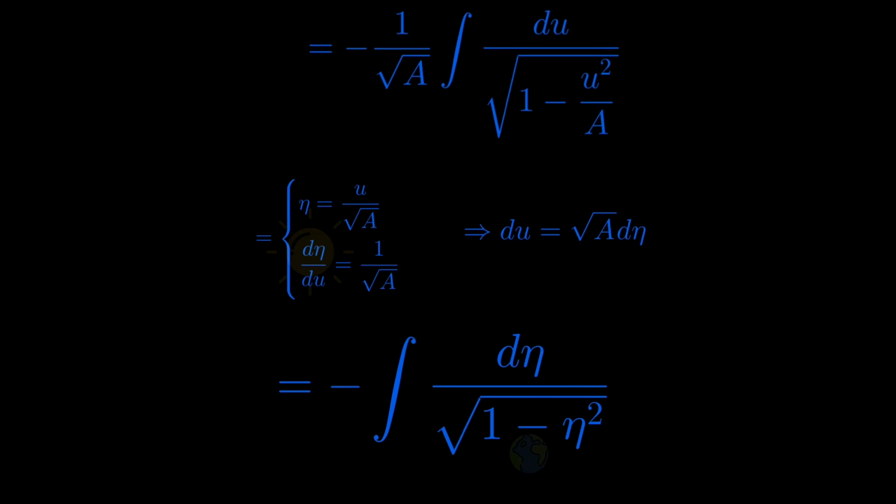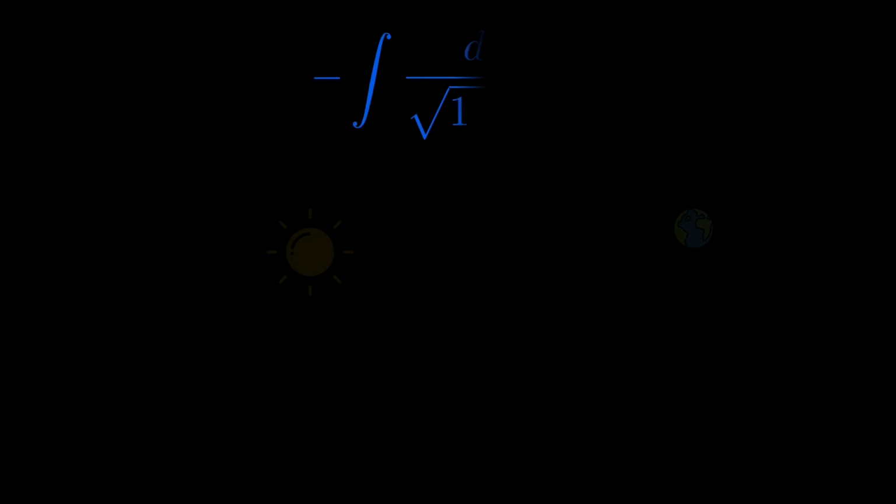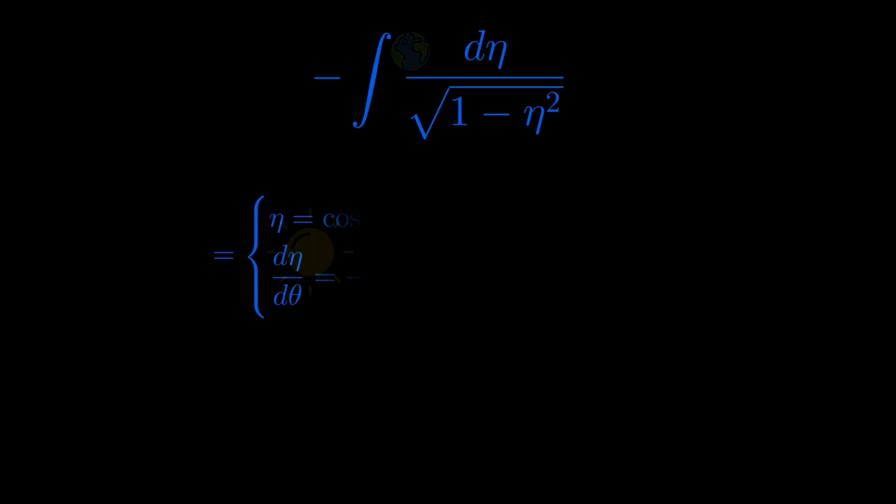which we can solve with one last substitution, a trigonometric substitution. The term inside the square root reminds us of the coolest trigonometric identity, so we're substituting eta to be the cosine of some angle theta. This means that the derivative of eta with respect to theta is minus the sine of theta, and therefore d eta is equal to minus sine of theta d theta.